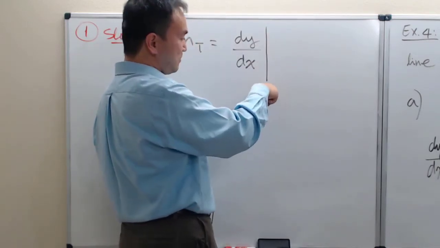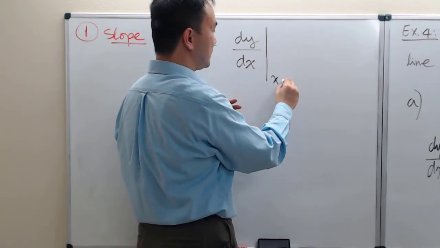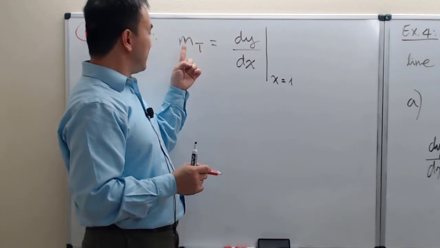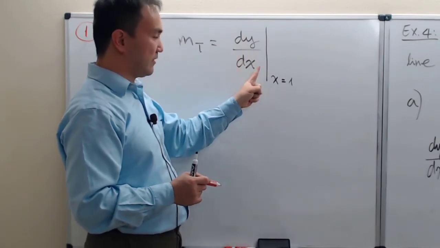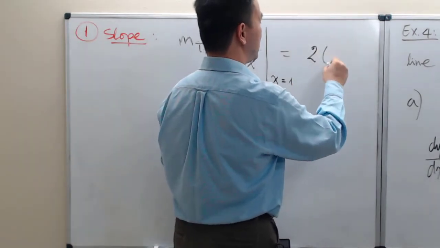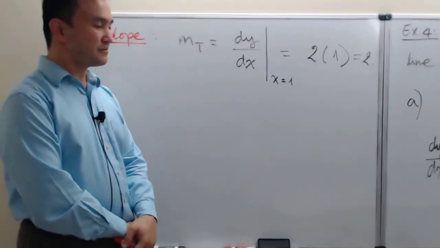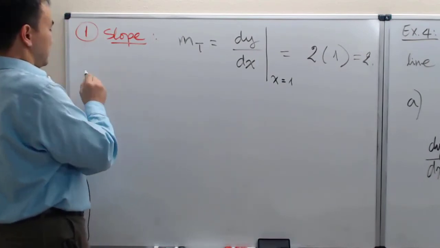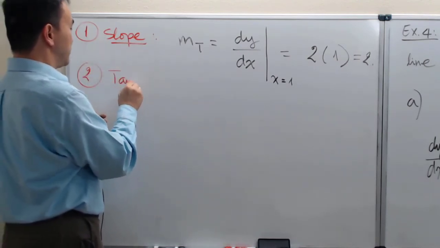This vertical line indicates to substitute. Whatever expression we're looking at, dy dx, we're going to substitute x equals 1. It's indicating that to find the slope of the tangent line, we need to take our general derivative and substitute x equals 1 into it. So our derivative is 2x, with x substituted by 1, so 2 times 1 equals 2. We have the slope now. Our slope here is going to be 2. But at this point, let's look for the tangent point.